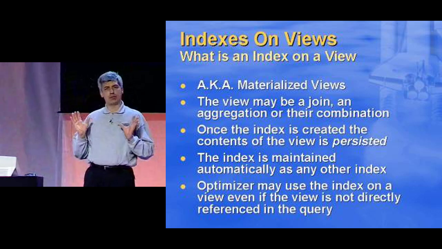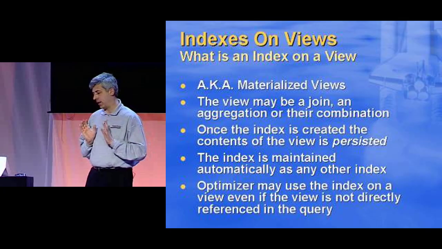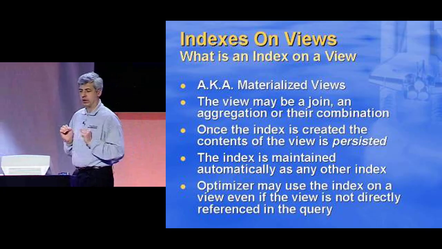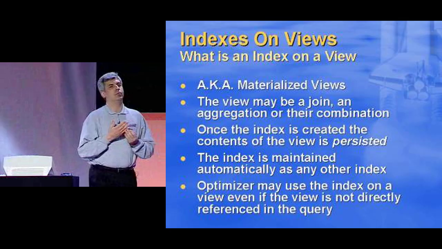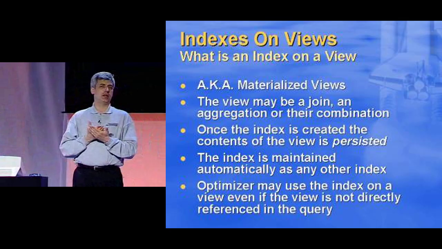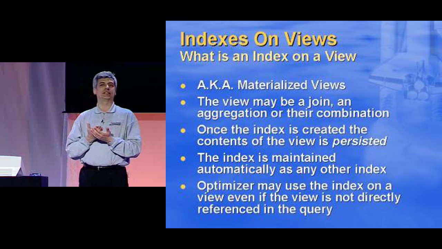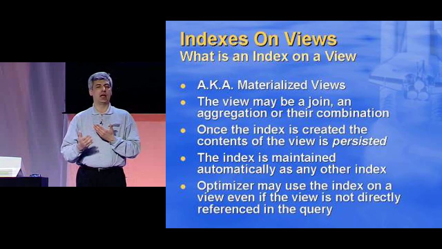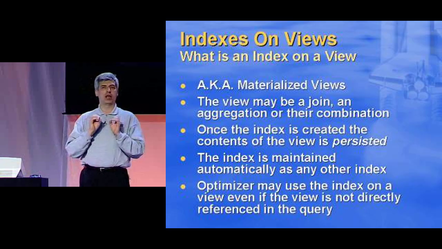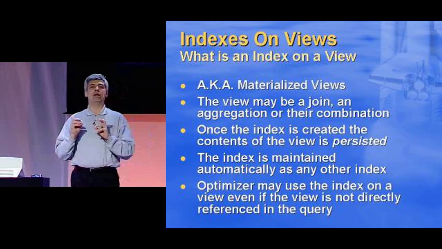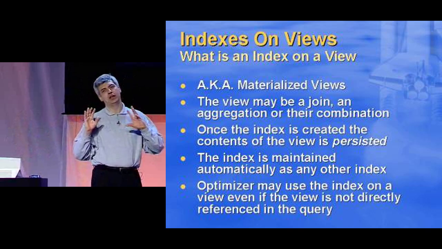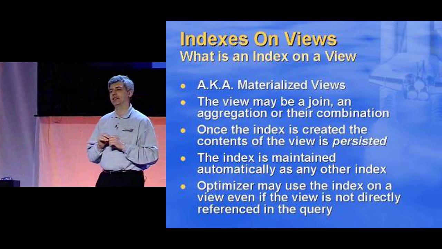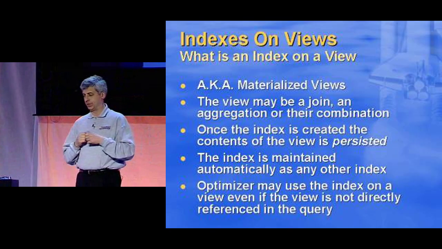The view which I am going to index may be a join or aggregation or their combination. Now we know that the view today in SQL Server 7.0 is only metadata. There is no data behind it until I execute a query which refers to the view. At that moment, I go to the underlying tables, perform required joins, aggregations, and other operations, filtering, and so on, and present the view.